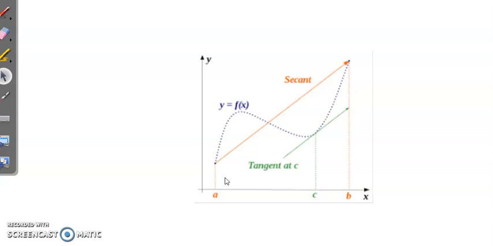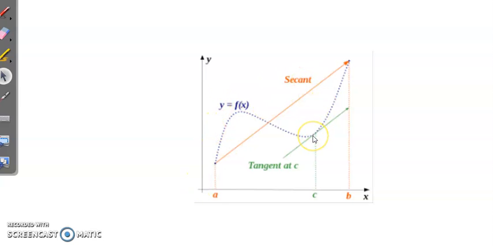So geometrically it states that between any 2 points of the form a, f of a and b, f of b on the graph of a differentiable function f, there is at least one place where the tangent line is parallel to the secant line which is joining the points a and b. So our tangent line will be parallel to the secant line.